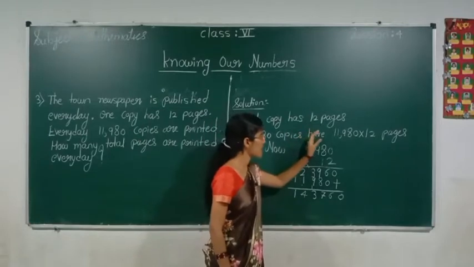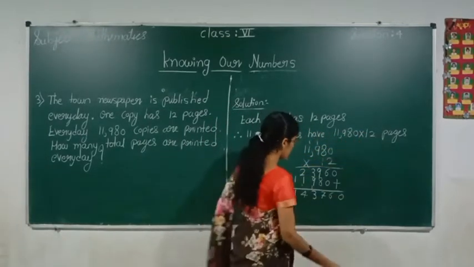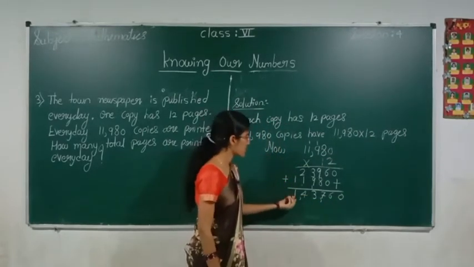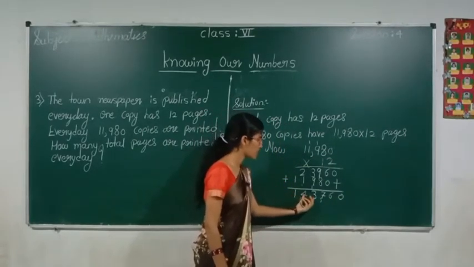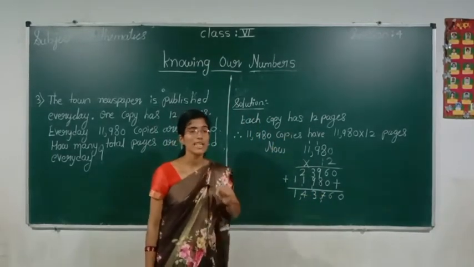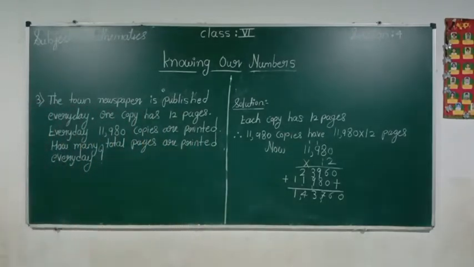11,980 into 12 we have done. Now see how it is. How many copies were printed? 1,43,760. We have to do multiplication here. Okay. Next we will see the fourth problem.